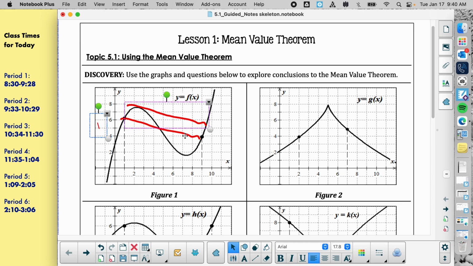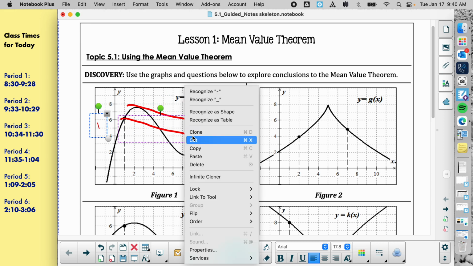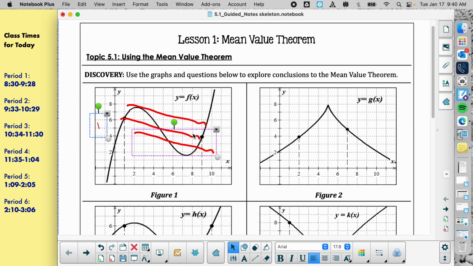Here, I'll duplicate it again. We'll get creative. Now you can just drag it. Perfect. I was going to say right about down there somewhere, right before the hump. Okay, excellent.